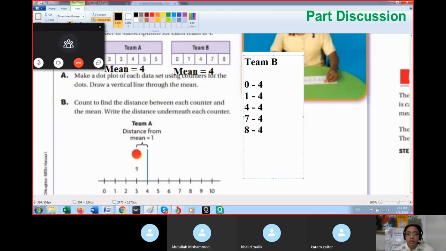Now look at these numbers. Oh, 0 minus 4. Abdallah, 0 minus 4.